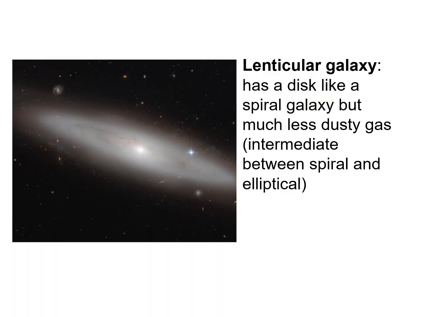A lenticular galaxy is a type of spiral galaxy. It's actually on the border between spirals and another type called ellipticals. It looks like an elongated football. Lenticular actually means like a lens. It's shaped like a convex lens. It has a disk like a spiral galaxy, but much less dusty gas. And as I said, it's intermediate between a spiral and an elliptical galaxy, but it's still considered in the category of spiral galaxy.